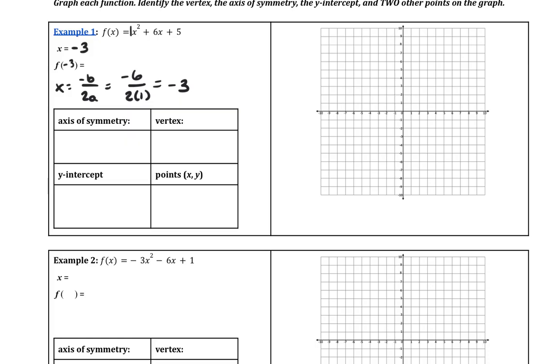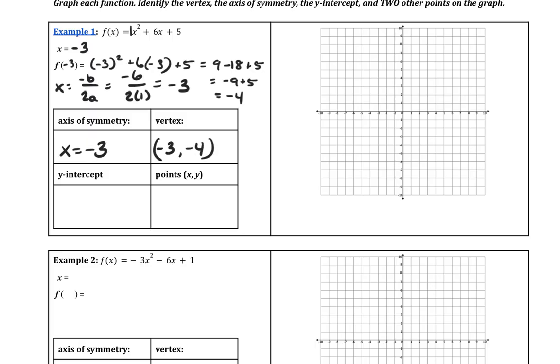Now I plug that number into the equation. So I've got negative 3 squared plus 6 times negative 3, okay, plus 5. That's going to be negative 3 times negative 3 is 9. 6 times negative 3 plus 5. Okay, so that value is going to be negative 9 plus 5, negative 4. So my vertex is at negative 3, negative 4. My axis of symmetry is x equals negative 3. My y-intercept is that c value.